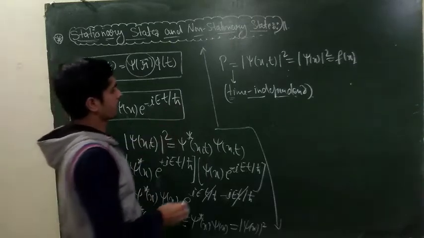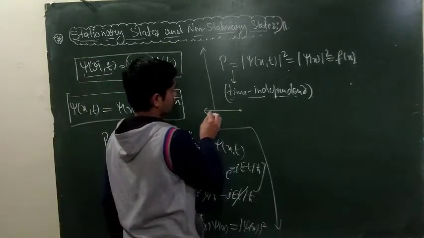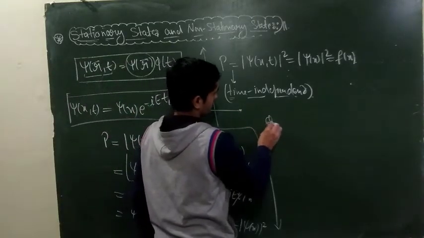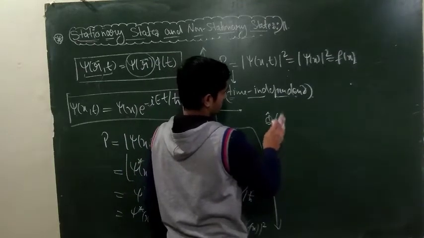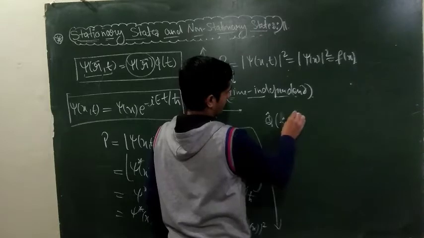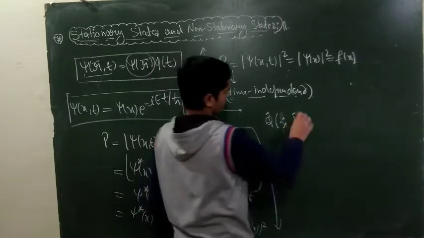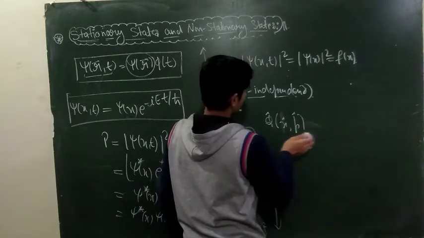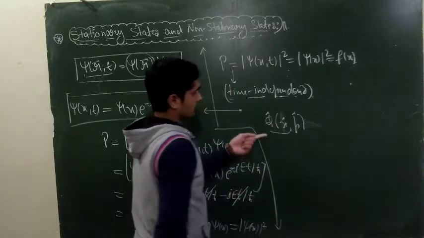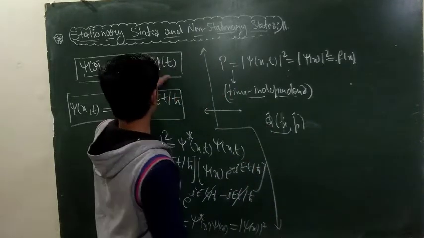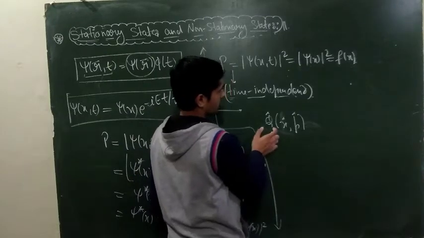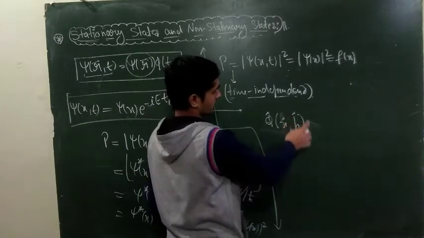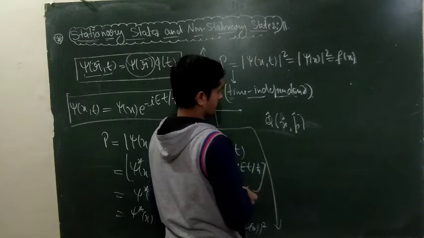Not only that, if you calculate the expectation value for some operator, so let us suppose that there is some operator Q, which is a function of the x operator and the momentum operator, right? So if you want to calculate the expectation value for this stationary state of some quantity, it may be the position, the linear momentum, angular momentum, or energy.